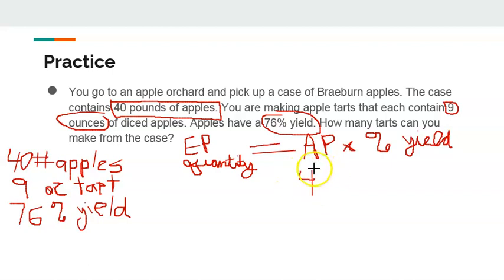So 40 pounds times our 76% yield, so 0.76. And then that gives us 30.4 pounds edible portion.